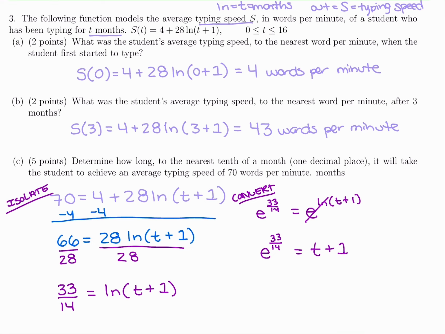Now my last step is to solve. Isolate, convert, and solve. So I just need to get t by itself. I'm going to subtract 1 from both sides. E to the 33 over 14, and outside of that, I'm going to subtract 1 at the end, and that's going to tell me what t is. I'm going to round to 1 decimal place. Approximately how many months does this take? So e raised to the 33 over 14, then subtract 1. It takes about 9.6 months. So like a whole school year almost until these kids that are learning how to type have an average word speed.